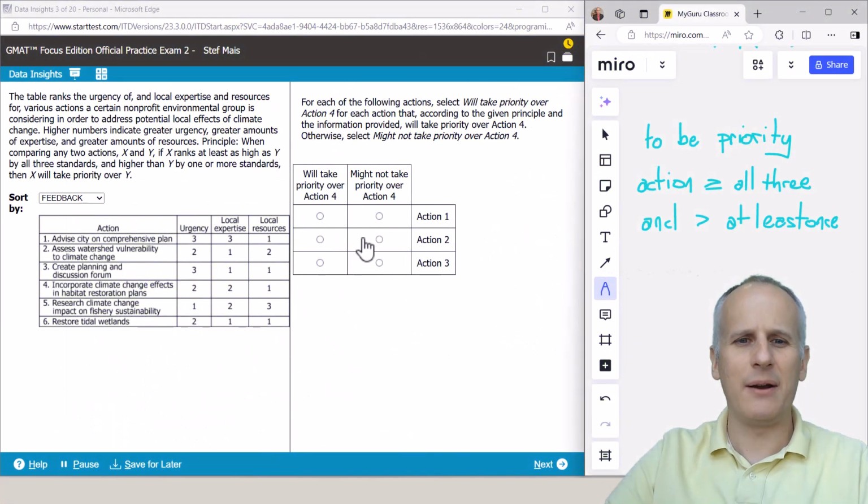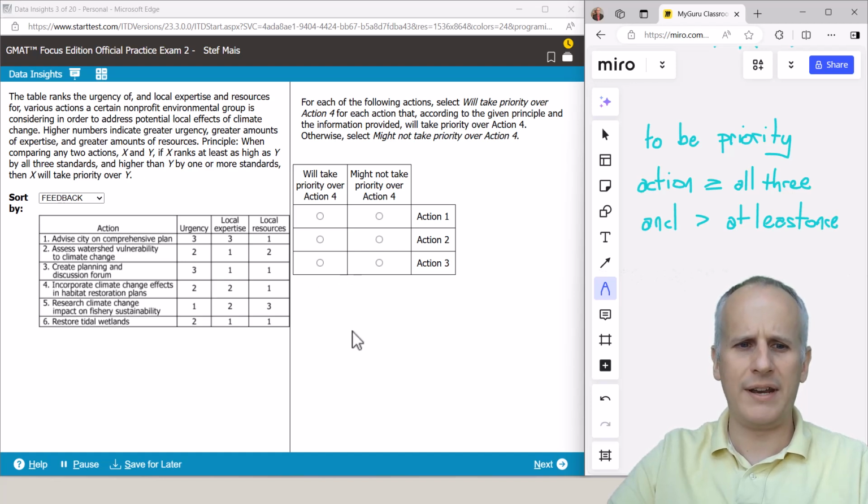We can see that we're being asked which will take priority over action 4 specifically, and which might not take priority over action 4. So we'll just go action by action. I'm just going to keep it organized the way that it is. I don't really need to do anything else.